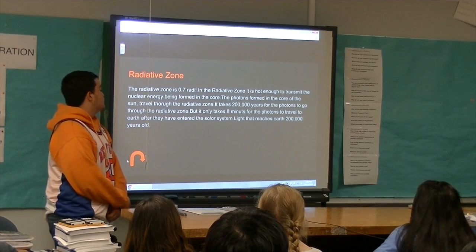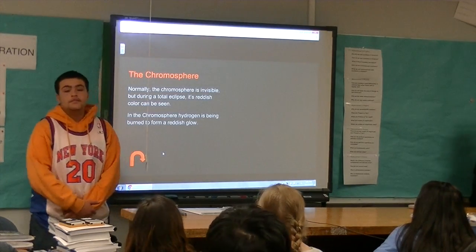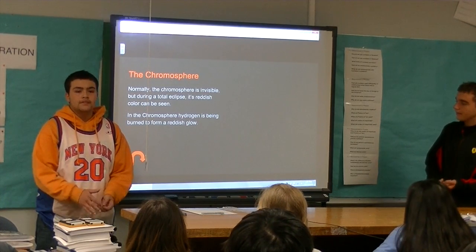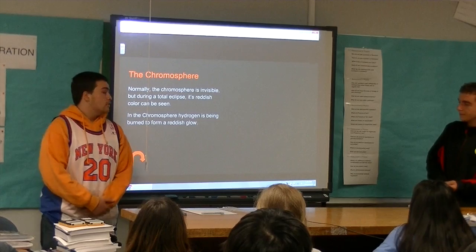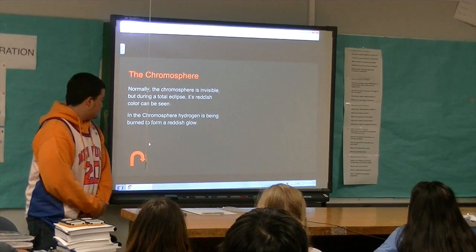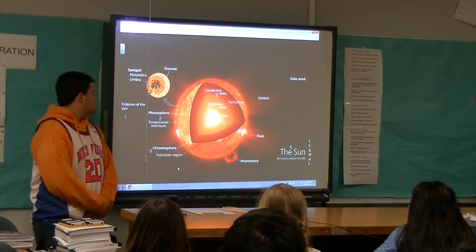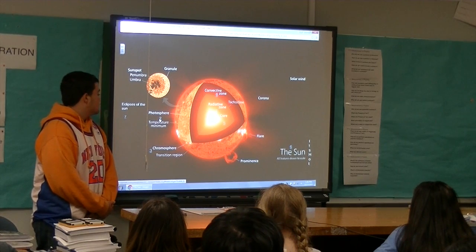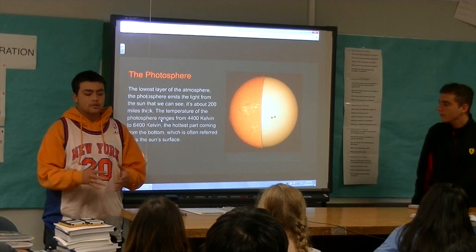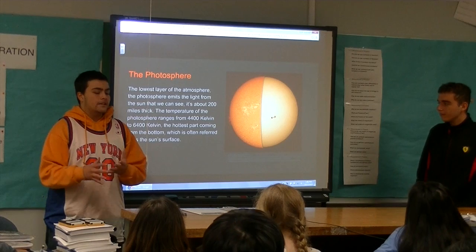Next, we're going to click on the chromosphere. The chromosphere is a section of the sun that normally cannot be seen, but during a total eclipse is able to be seen. That's how it was discovered. Okay, the photosphere is the lowest layer of the atmosphere, and a lot of times it's referred to as the sun's surface. It's where there's a lot of heat.